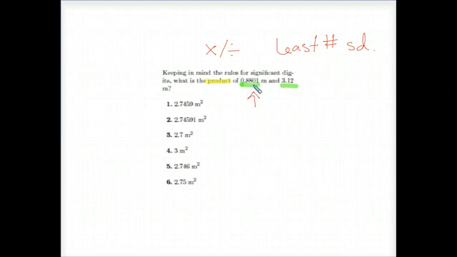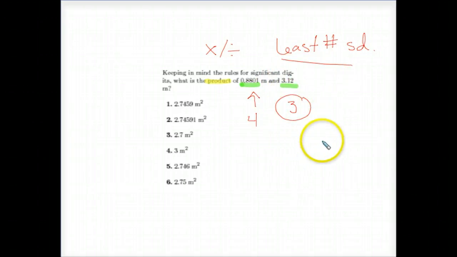Okay, 0.8801, well my decimal's present. Start on the left, pacific side, 8. There's 1, 2, 3, 4. 4 significant digits. 3.12, again, the decimal is present. Start on the left, pacific side, 3. So that's 1, 2, 3. So I have 3 significant digits. I can keep the least, so that means my answer has to have 3 significant digits.